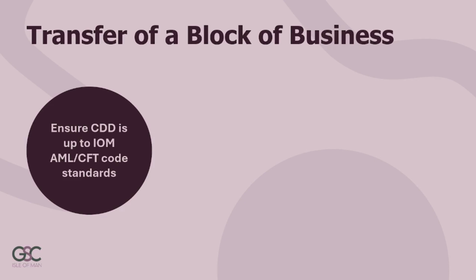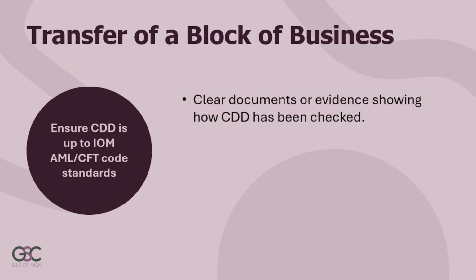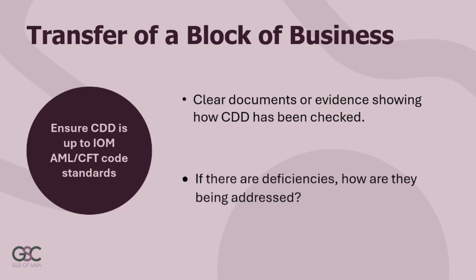Best practice in this area would be to have clear documents or evidence showing how CDD has been checked and how it now complies with the code. By the time the inspection takes place, there should be no deficiencies in CDD. Where any deficiencies in CDD still exist or are identified in the inspection, we will focus on how these are being addressed and how this aligns with the risk-based approach.